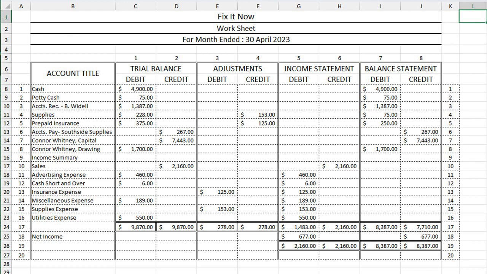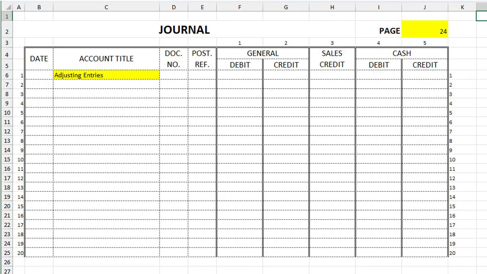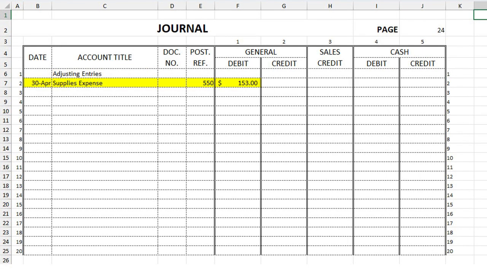This is going on page 24 in the journal, and the first row is adjusting entries in the account title column. On the next line, put in the date April 30th and the account title supplies expense. Looking below, you will see that this is account 550, which goes in for the post reference. The amount is $153, which goes under the general debit column.